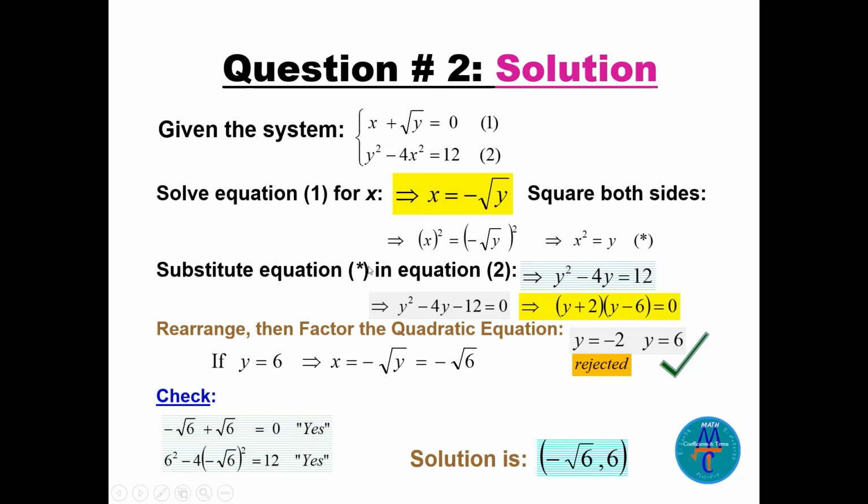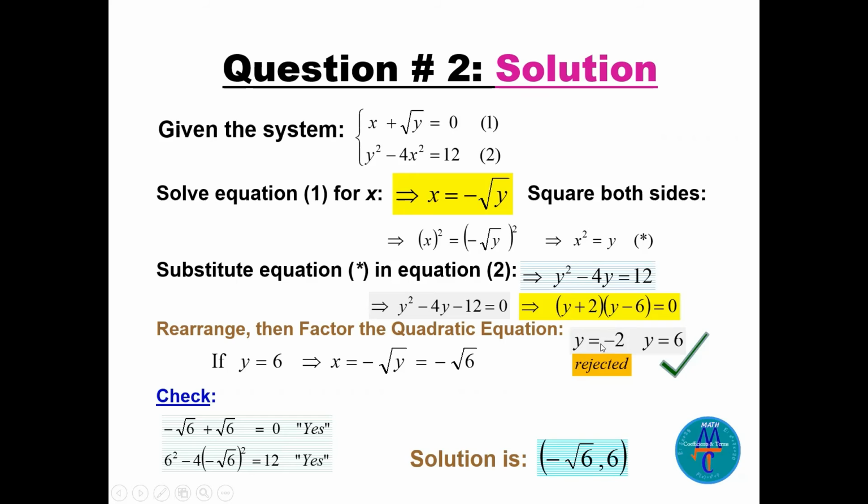Now let's substitute star, this one here, x squared is equal to y, in the second equation. So we get y squared minus 4x squared. I put y is equal to 12. This is a quadratic equation. Rearrange it. Put everything on one side equal to 0. Factor it. y plus 2, y minus 6 is equal to 0. Then we have two values for y. y is equal to minus 2 or y is equal to 6.